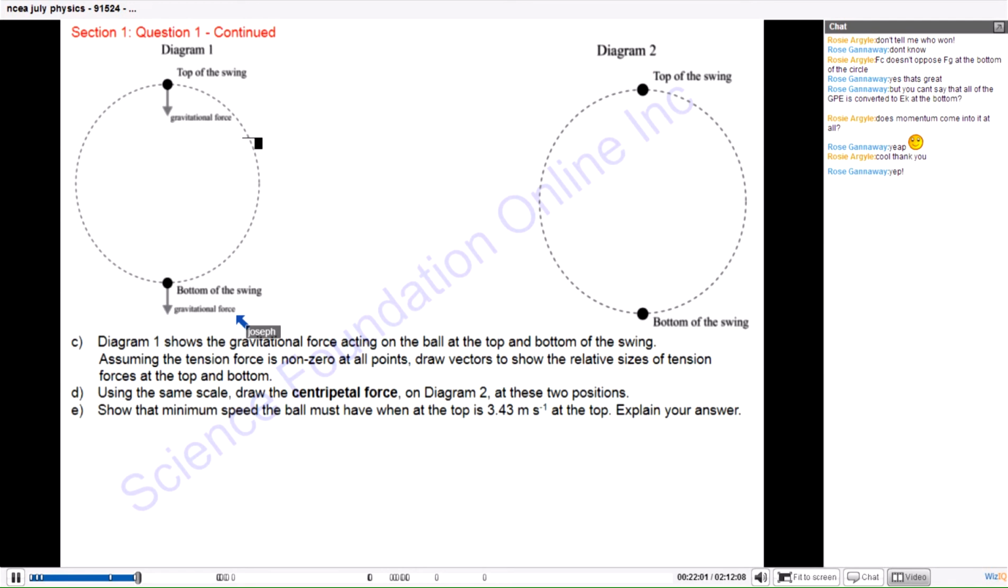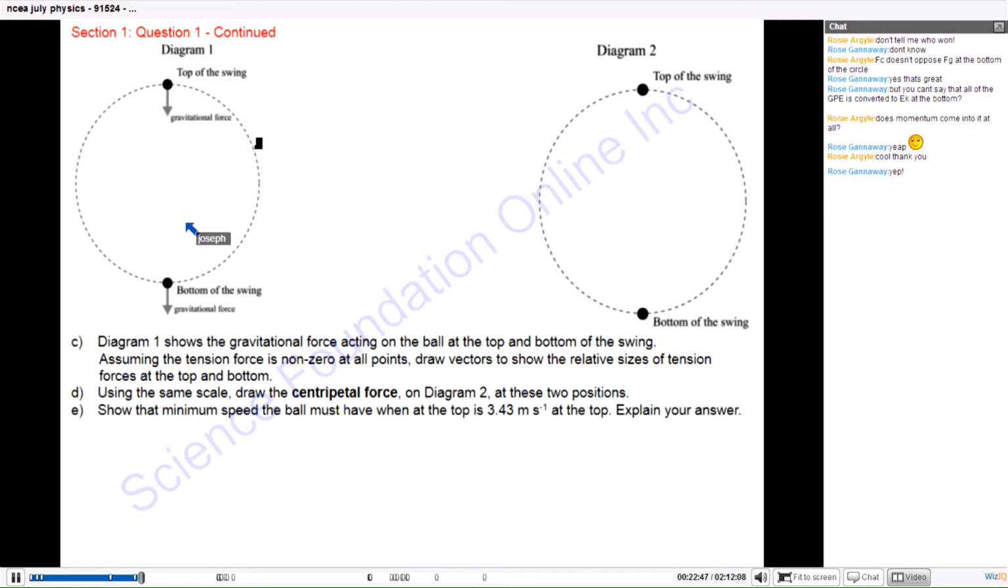Part 3 says, diagram 1 shows the gravitational force acting on the ball at the top and bottom of the swing. Right. And always look questioningly at diagrams. I immediately see that they've drawn these two vectors for gravitational force the same in length at the top and the bottom. Logically, that is how it should be, because the gravitational force mg is the same whether it's at the top of the circle or at the bottom of the circle due to the uniform gravitational field at the surface of the earth, because this is not a height that is comparable to the radius of the earth.